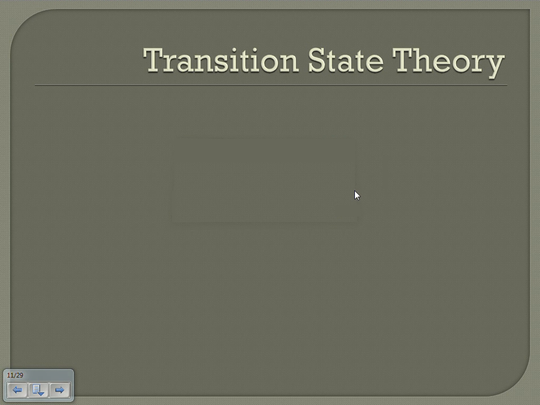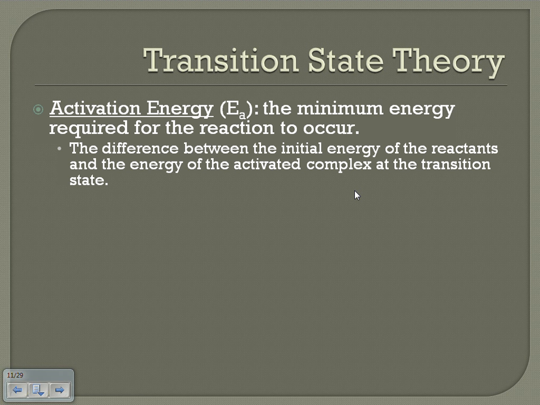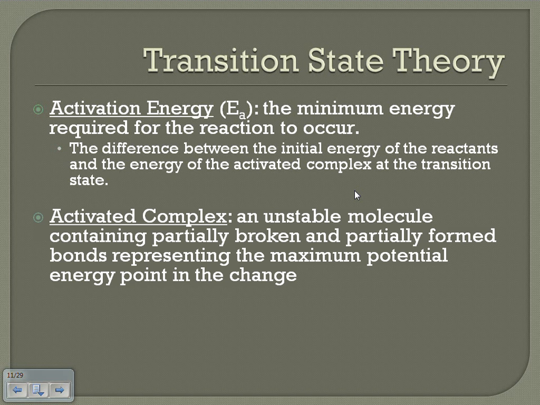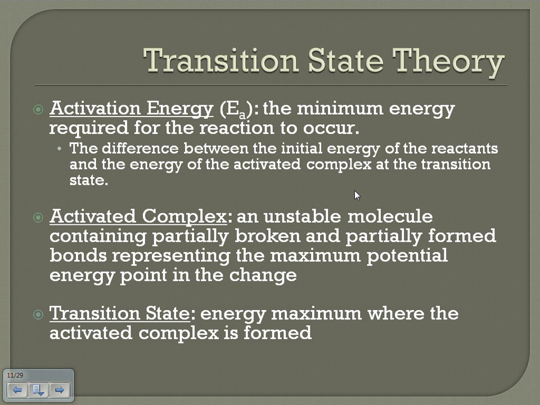Transition state theory is one of the last things I think I need to talk to you guys about. I've said this before, activation energy is the minimum energy required for that reaction to occur. It's the difference between the initial energy of the reactants and the energy of the activated complex in that potential energy diagram. Here's your definition of an activated complex. It's an unstable molecule containing partially broken and partially formed bonds. So that's what I tried to show you in that A, B, and C diagram on the last slide. And then the transition state, the energy maximum where the activated complex is formed, and then the reaction will actually proceed.